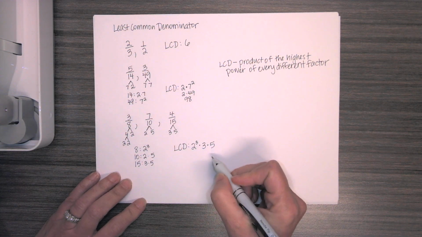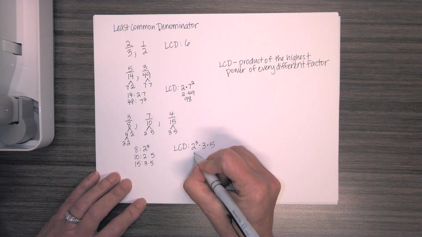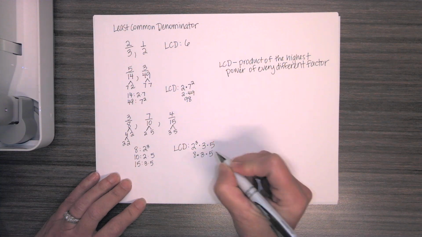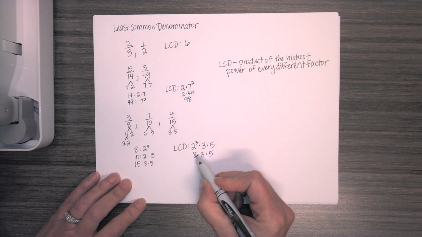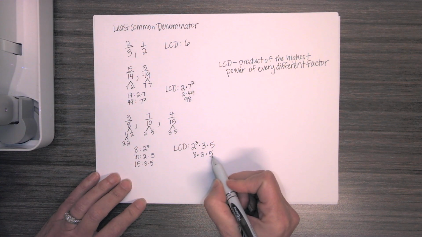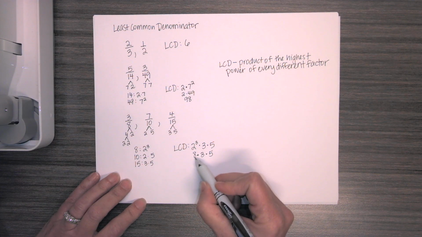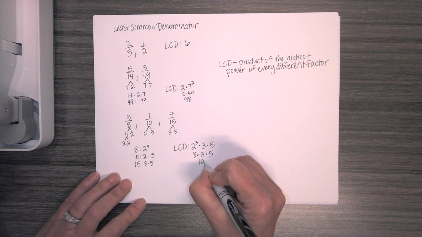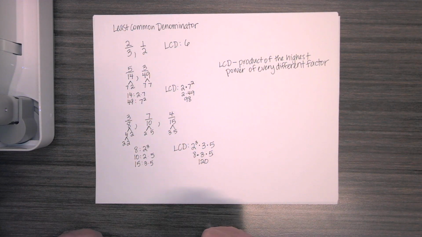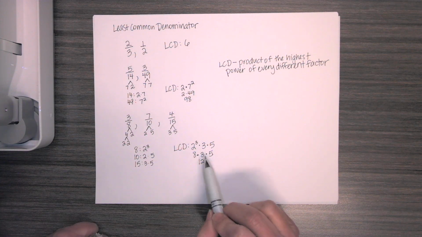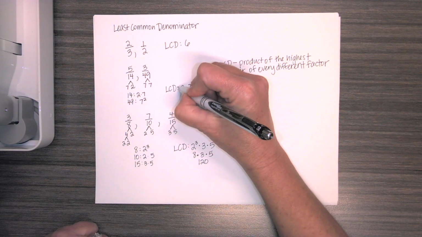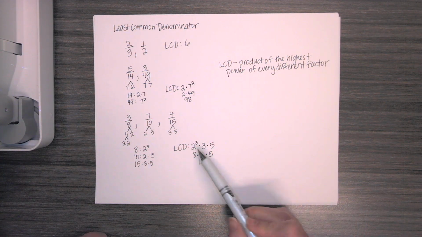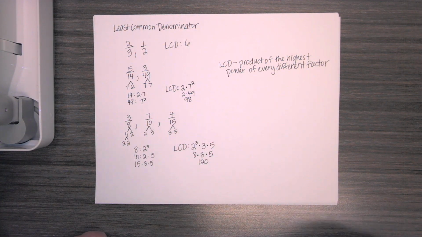So if we multiply all this together, we'll find our least common denominator. 2 to the third power is 8 times 3 times 5. Let's see, 8 times 3 is 24, 24 times 5. If you don't know that off the top of your head, it might be easier to go 8 times 5 is 40, and 40 times 3 is 120. Multiplication is commutative, so you can do it in any order. So keep that in mind, and that'll help you be able to do that with some mental math. So the least common denominator for these three fractions is 120.